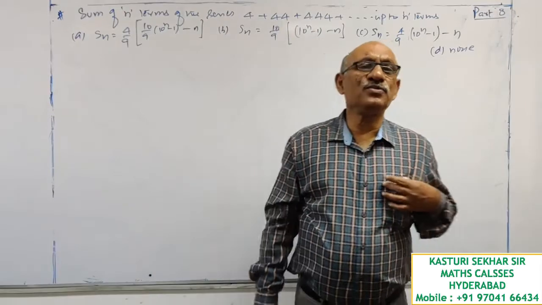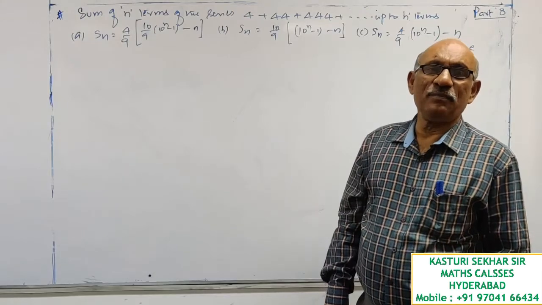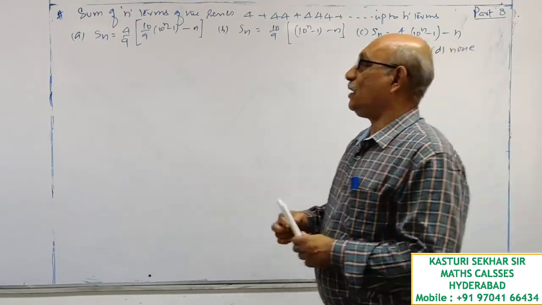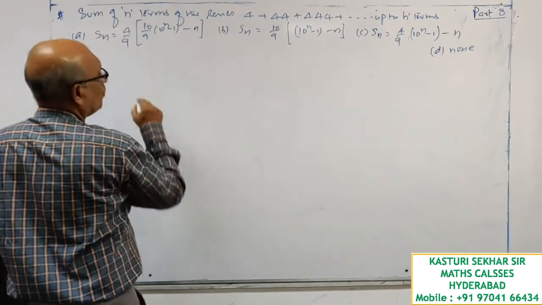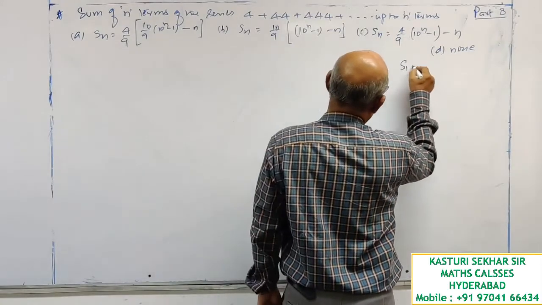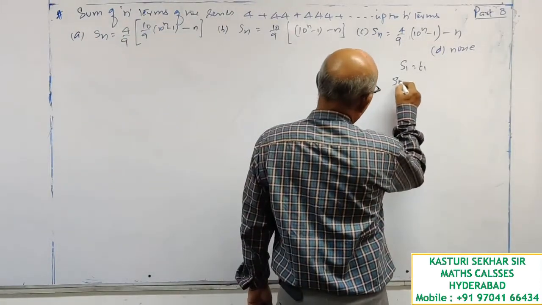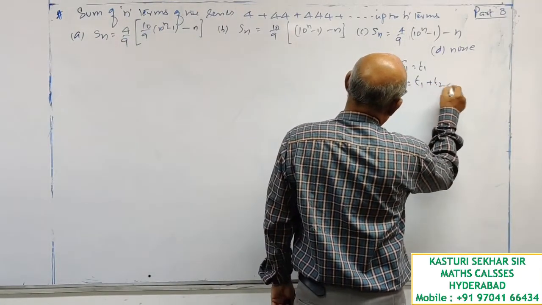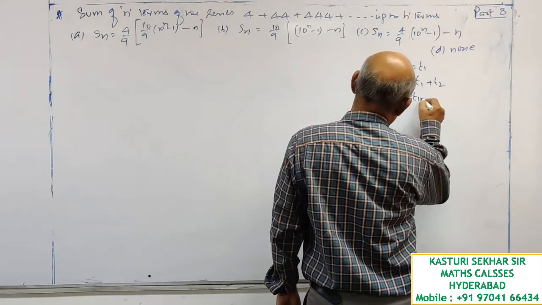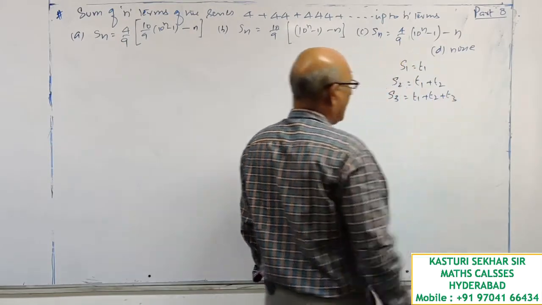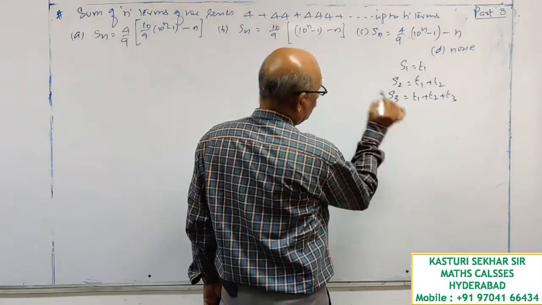For these type of problems, no need to solve. Look at this, similar type of problems we solved in arithmetic progression also. That same point I am repeating once again. When the sequence is having only one term, S1 is equal to T1. When the sequence is having two terms, S2 is equal to T1 plus T2. When the sequence is having three terms, S3 is equal to T1 plus T2 plus T3, etc. This way it is going on.